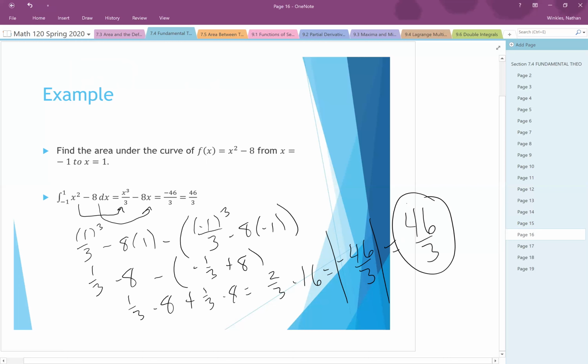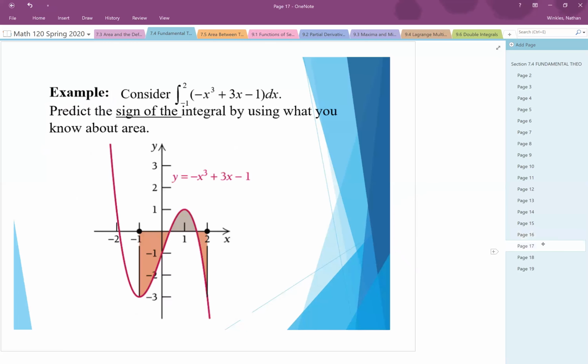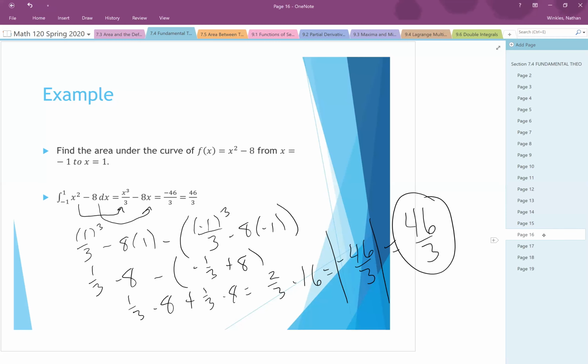What that really means is that x squared was not above 8 in this specific case, between negative 1 and 1. So it's really 8 minus x squared that would have given us the positive of that value. But those are little technicalities that we don't have to worry a lot about in this course. Just understand that if you get a negative when it says area, we want to make it positive.